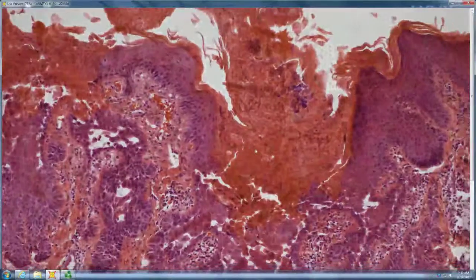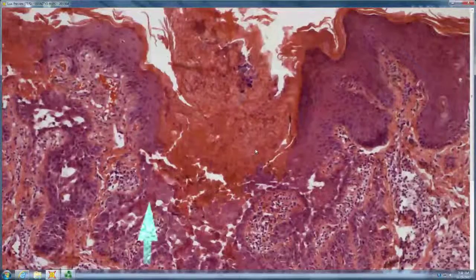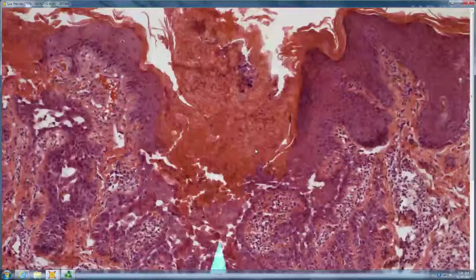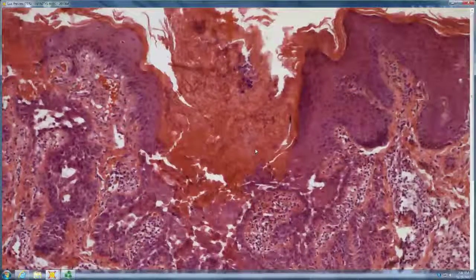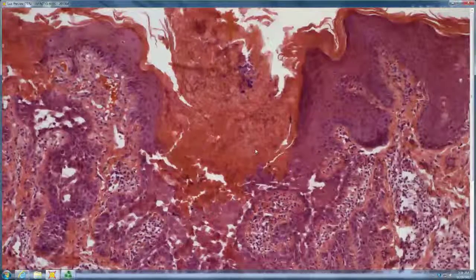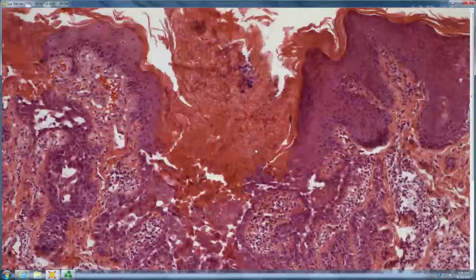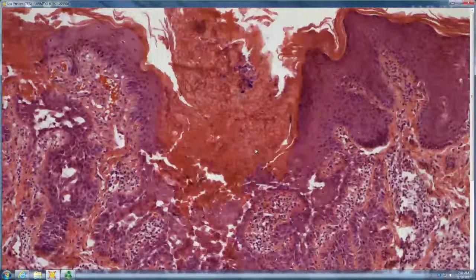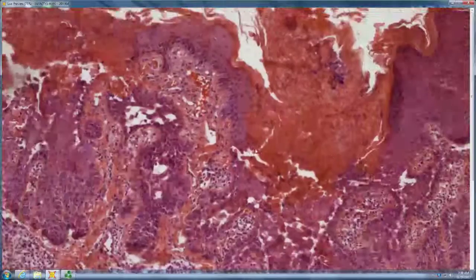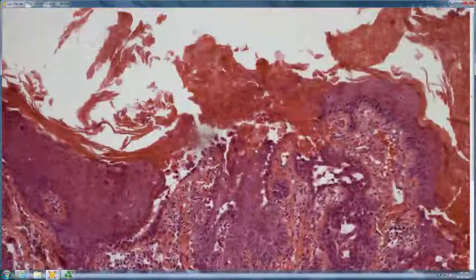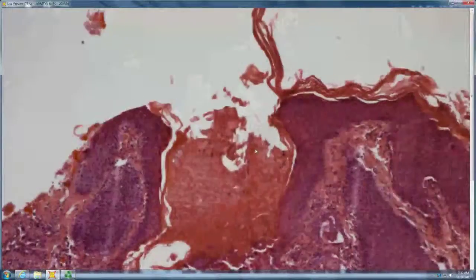Okay, so in this case, you have clefting. What are these round bodies, if you were French? They're corps ronds, which Darier thought was a fungal organism, and it was actually Dr. White in the United States who got it right, which is why it's sometimes Darier-White disease. Darier described it first, but he got it wrong, thinking those were spores of a fungal infection.